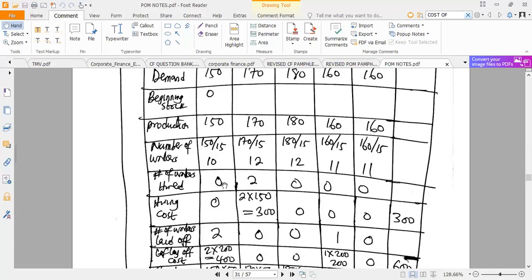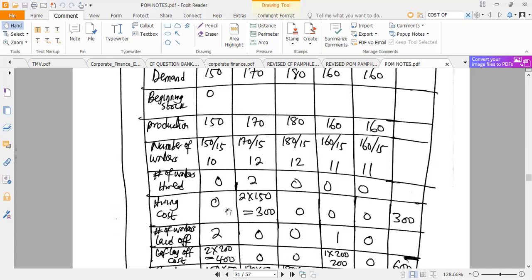So we can now look at the build up of workers, month by month. From 10 to 12, we hired two workers. And from 12 to 12, there was no hiring and laying off, so it's zero. From 12 to 11, we actually laid off, so we didn't hire on the row for workers hired. From 11 to 11, zero. This is what we have here.